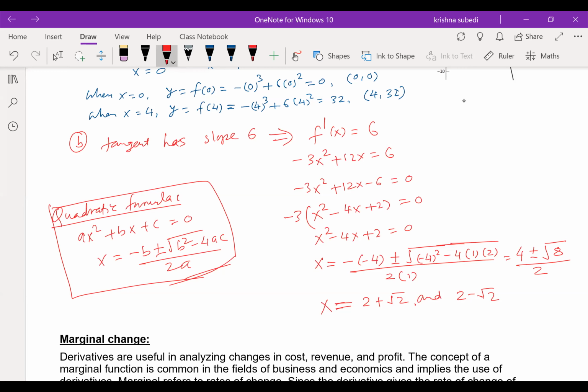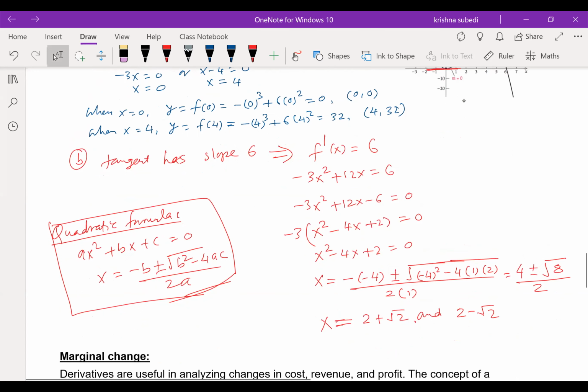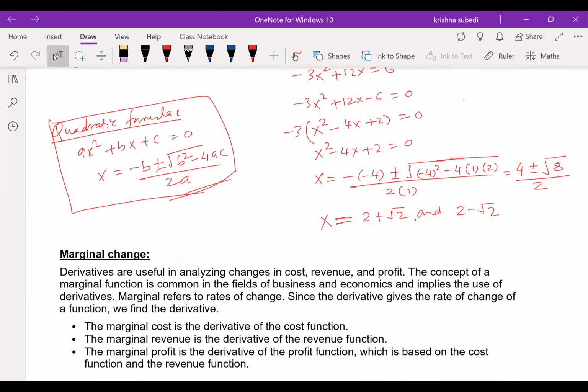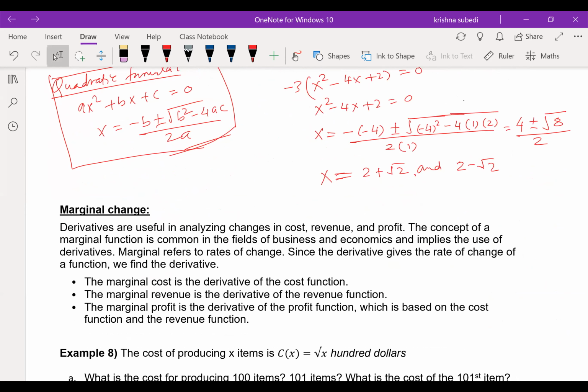Okay, so the question asks us to find the x coordinate only, then we don't worry about y. But if we want to find the y coordinate, then of course we can find it by substituting that value in the original equation function. Okay, now the application part. The question is, how can we apply this concept in different fields, in real world situations?